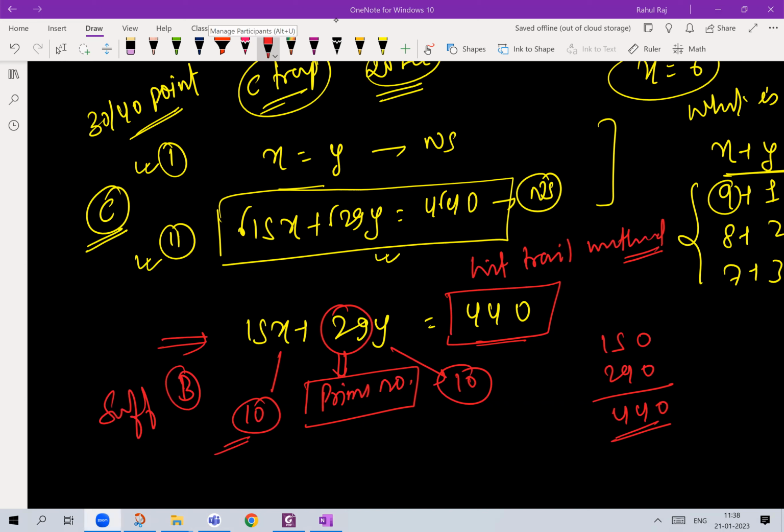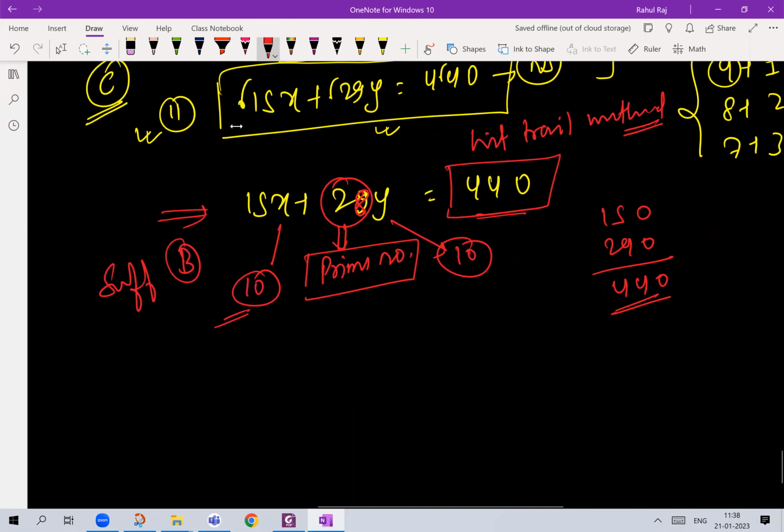Yeah, I have a question. Yeah, please tell me. What if, for example, there is 28, like there is no prime number, then what? If there is 28 in place of 29, then you will have to do a hit and trial method, Manan, to find out whether there are any other values of X and Y that exist or not. The job is pretty simple, Manan.